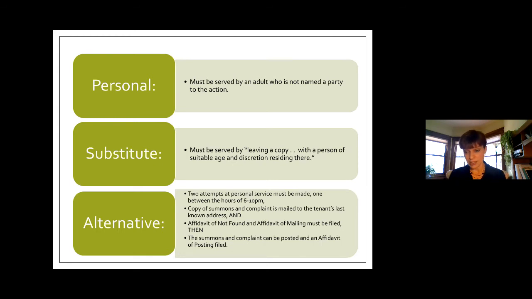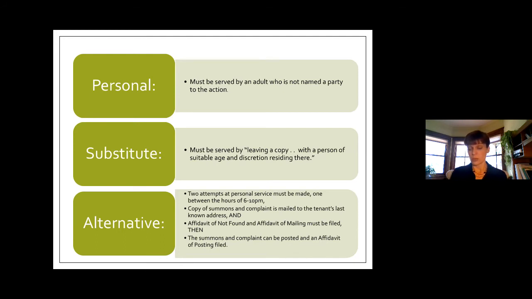Then the landlord needs to go back to their office or get onto the Wi-Fi someplace if they're going to electronically file their affidavit of service, their affidavit of not found, and their affidavit of mailing. And it's only after all of those things are filed with the court that they can go back out to the property, post, and then file that affidavit of posting. Because of this, the 7-day rule says that service needs to be completed within 7 days, that posting needs to take place at least 7 days before the initial appearance, and affidavits of service should be filed at least 3 days before.